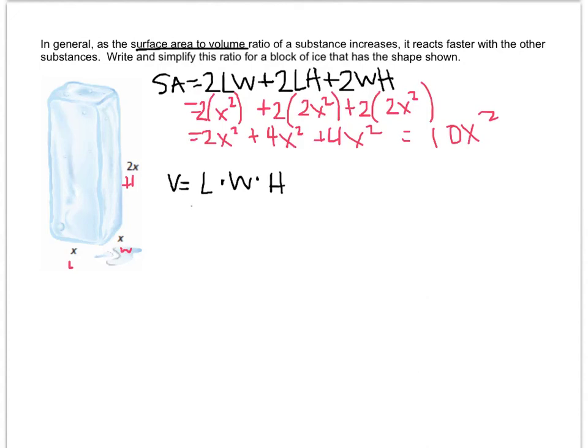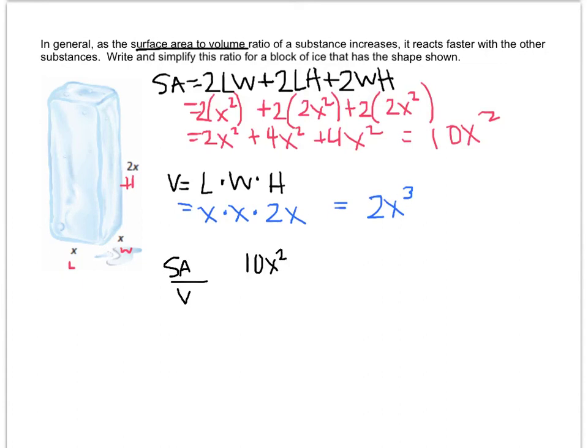The volume is going to be a lot simpler to calculate. That's just x times 2x, which is 2x to the third. So the ratio that they're telling me is surface area over volume. So that's going to be 10x squared over 2x to the third. When you simplify 10 divided by 2, you get a 5. And when you simplify x squared divided by x to the third, you'll get 1x left over on the bottom. So this is going to be the answer, 5 over x.